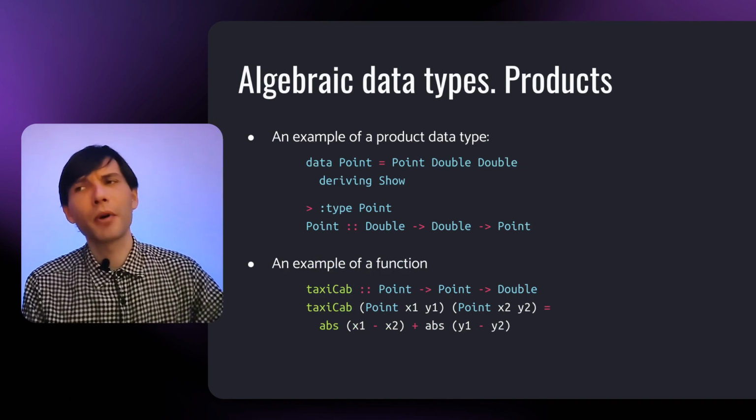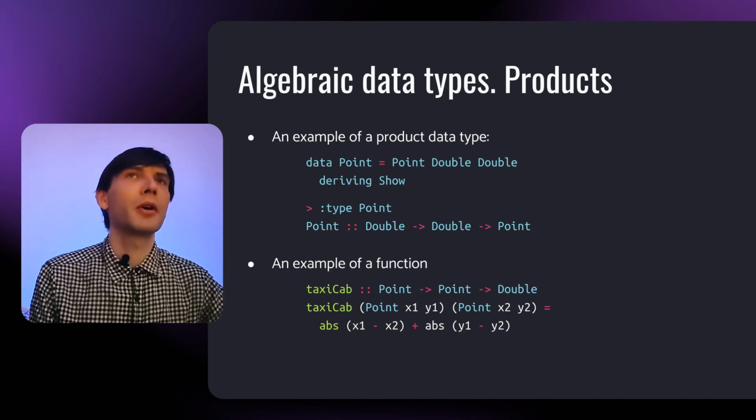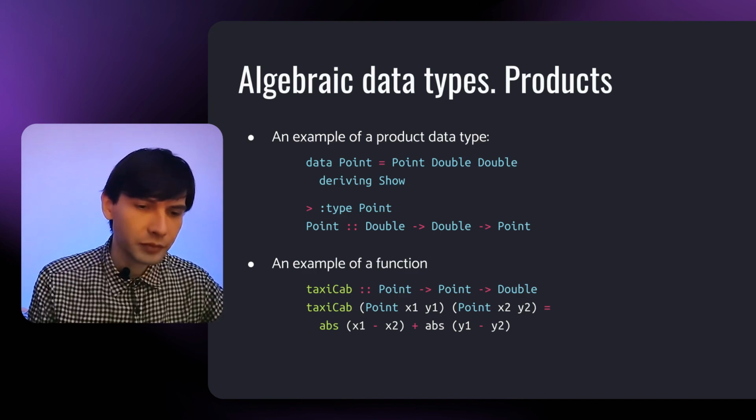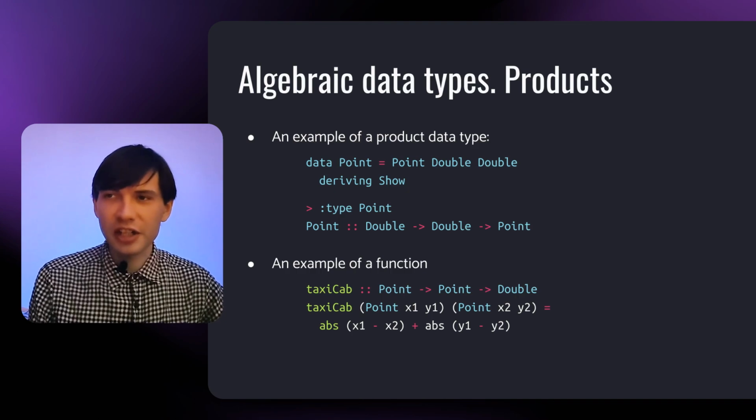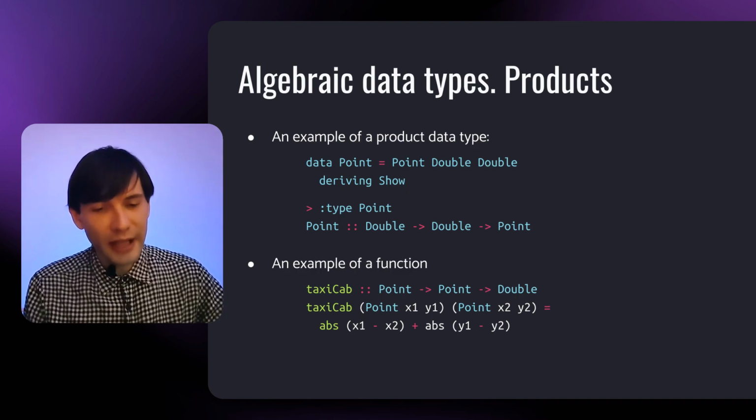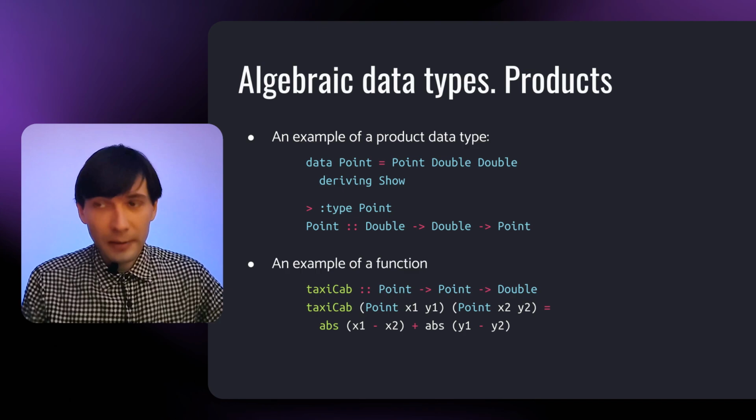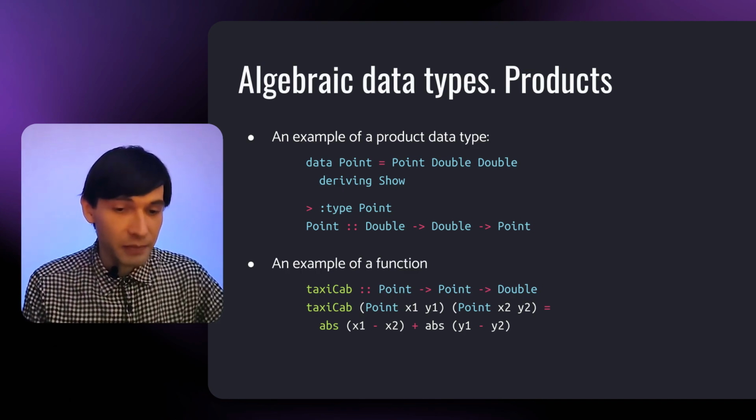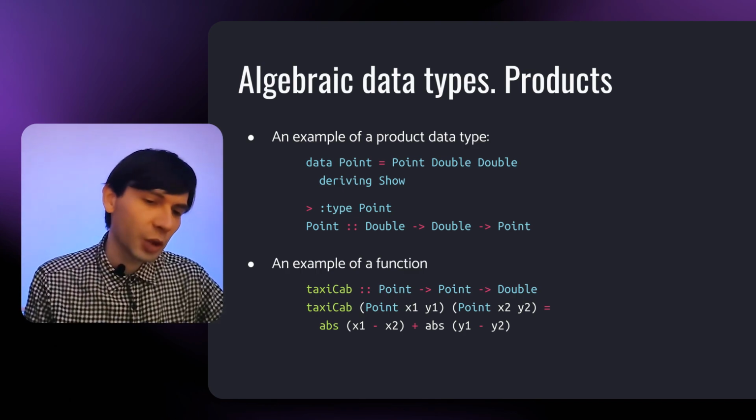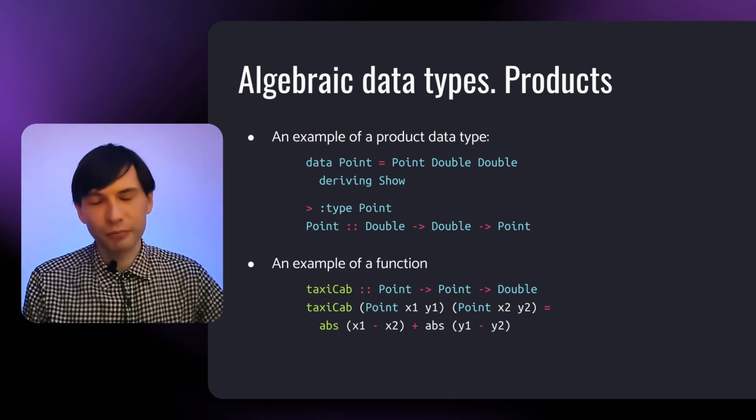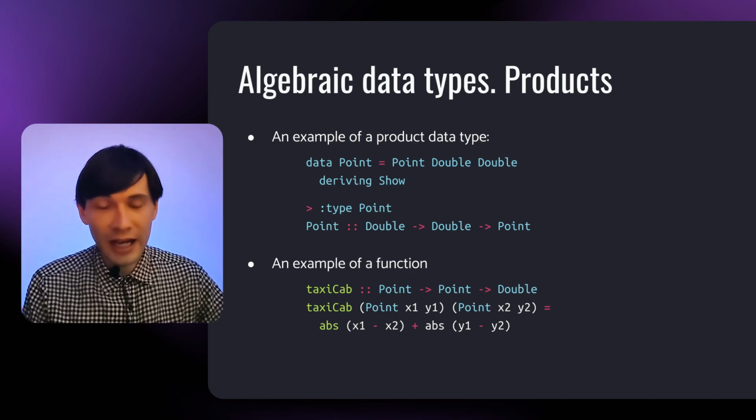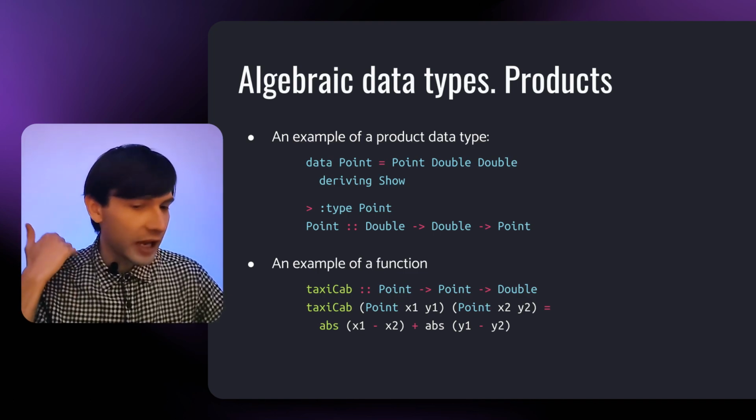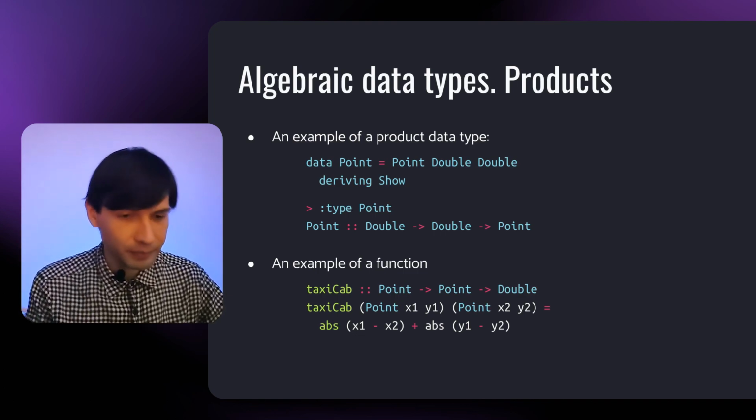The second example is a little bit more interesting. This data type called Point represents a kind of the Euclidean plane consisting of ordered pairs taken from Double, where Double is, very roughly, a representation of real numbers in Haskell as well as in any other programming language.